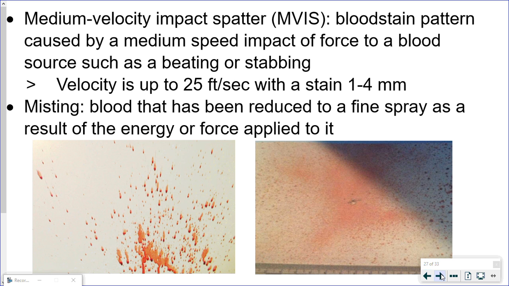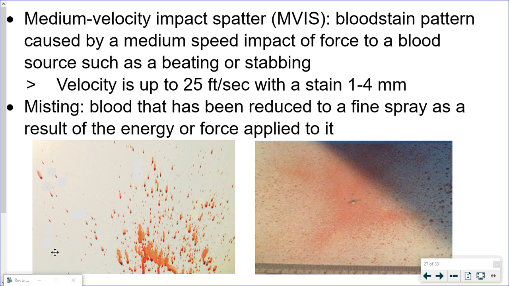Then we have medium velocity impact spatter. This one is a pattern caused by a medium speed impact or force to a blood source. This a lot of times will occur with more of a beating or stabbing. Velocity can be up to 25 feet per second. So in between the low velocity and high velocity, and the individual stains or drops will be anywhere from 1 to 4 millimeters. So these will be smaller than drops with a low impact, but larger than ones with a high impact. So that's the image on the left.